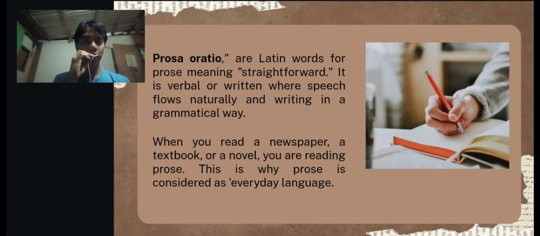So when you read a newspaper, a textbook, or a novel, you are reading prose. This is why prose is considered everyday language. So prose is everywhere. It's not very special or formal. It is the language of daily life. So because it's familiar, students find it easier to understand than poetic language.